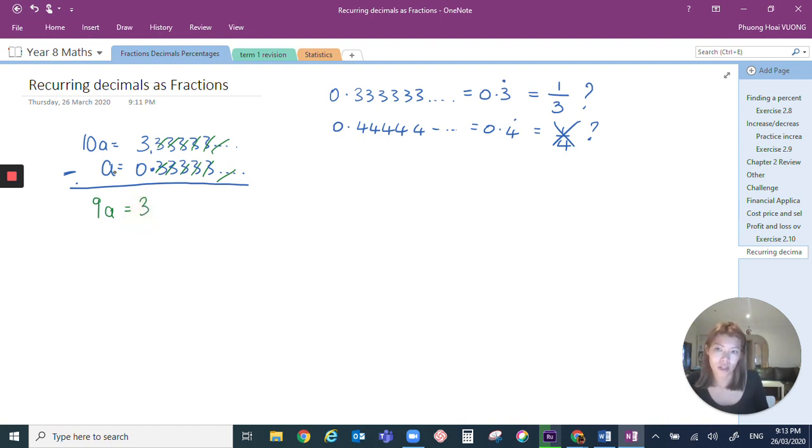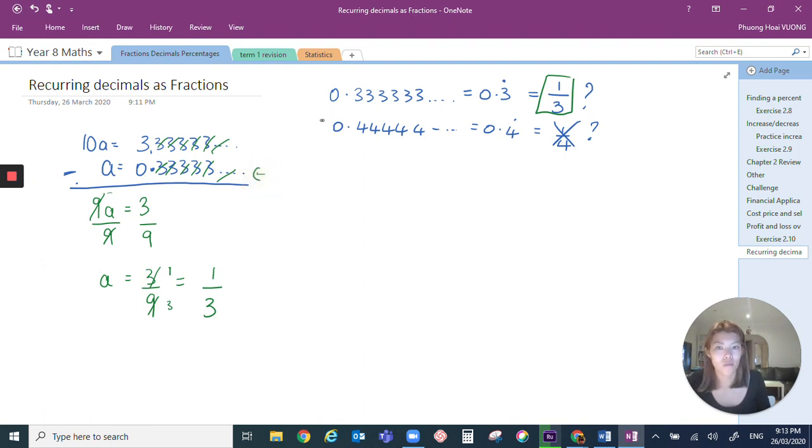Now, I want to figure out what a was, because a is 0.33333. Let's figure out what a is. We can get rid of the 9 by dividing both sides by 9. And now I'm left with a equals 3/9. But I know simply that 3/9 is just dividing by 3 on both sides. It's just 1/3. That is exactly what we wanted. And we now have a method.